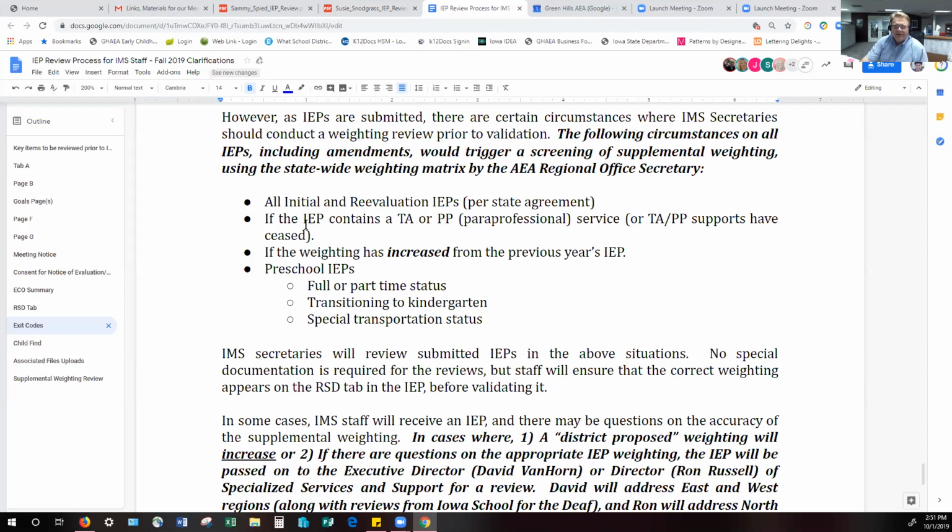The second one is left on there from our discussion a few weeks back. If the IEP contains a TA or a PP, so a paraprofessional service. So either it contains that service or that service may have stopped. And kind of the reason for leaving that in there is we have found that there are likely a lot of, I'll just call them mistakes.